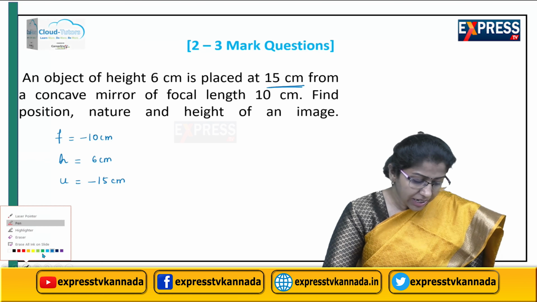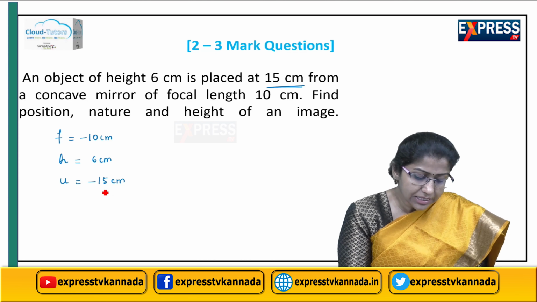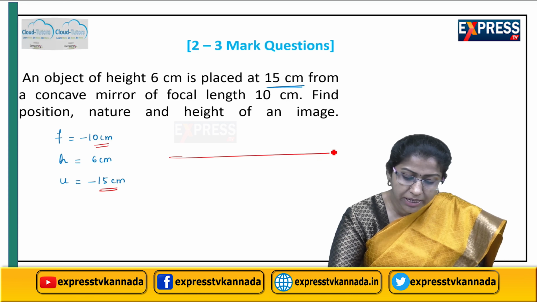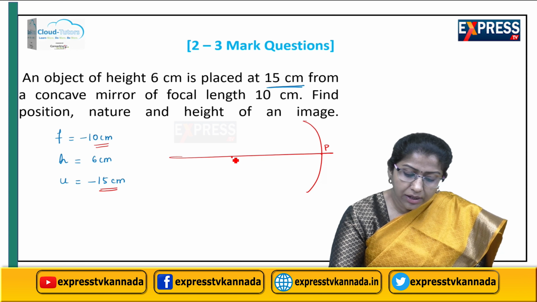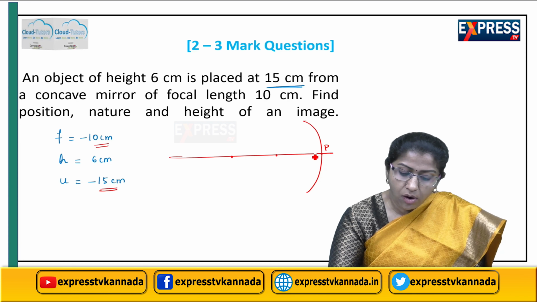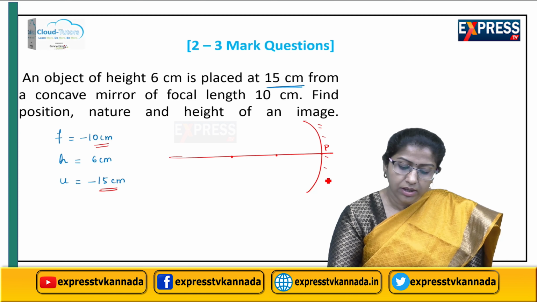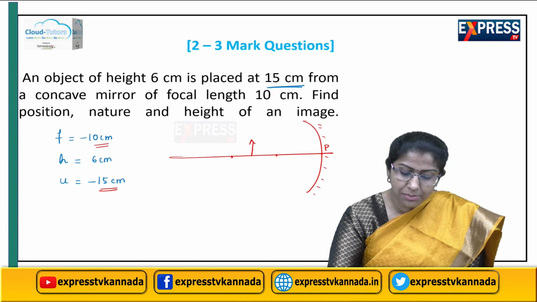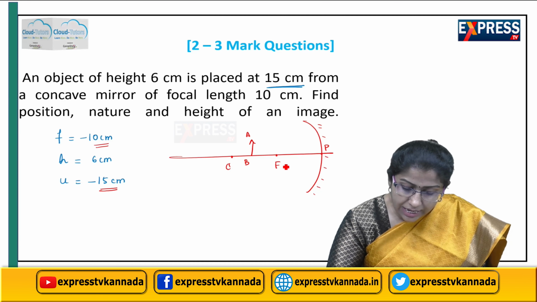Now let's try and draw the ray diagram. As you can see here, the distance of the object is greater than the focal length. Hence, it should be between C and F of the given mirror. So, let's place an object here which is of 6 centimeters height. Let's call it A and B. This is C, this is F.